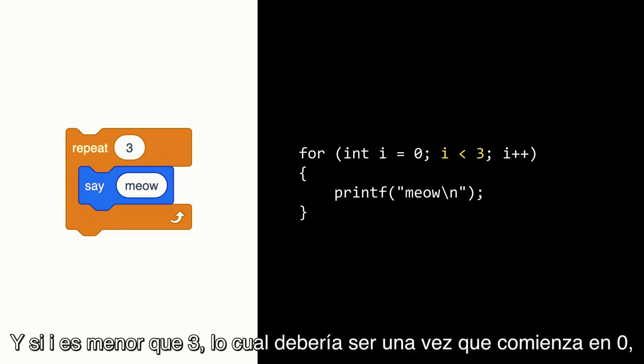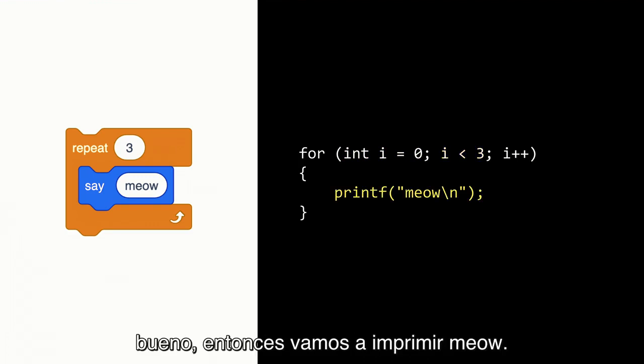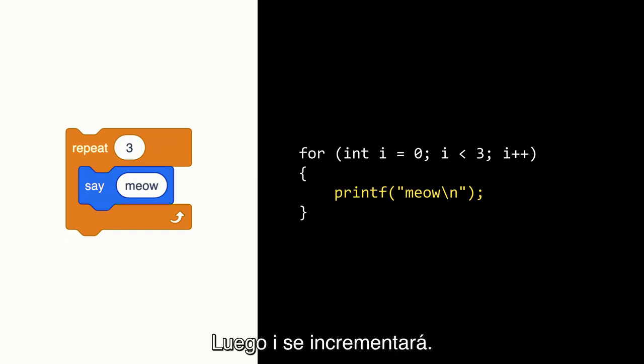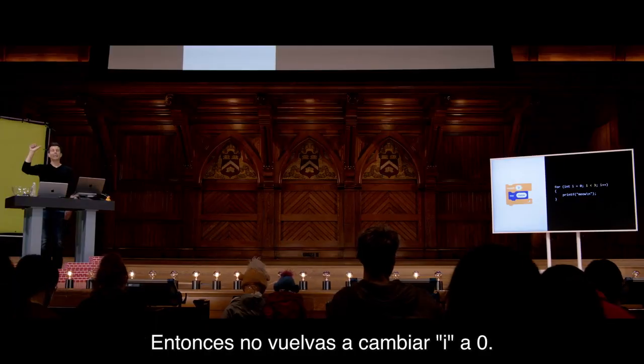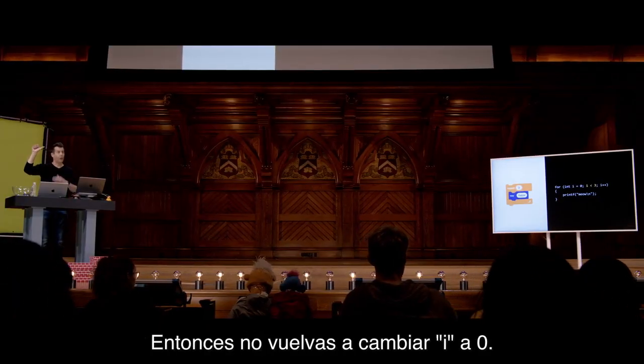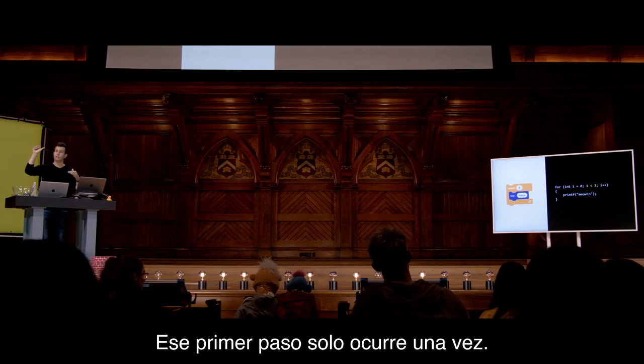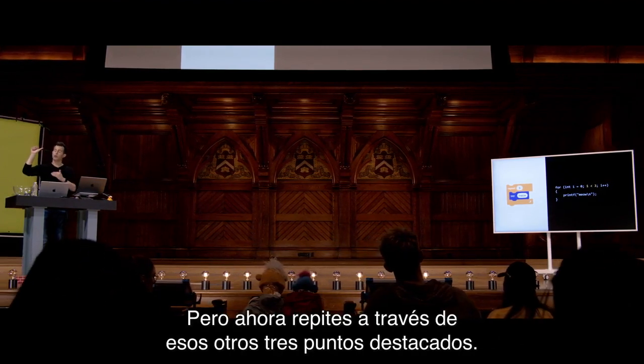And if i is less than 3, which it should be once it starts at 0, well, then we're going to go ahead and print out meow. Then i is going to get incremented. So it starts at 0. It goes now to 1. At that point, the Boolean expression is checked again. So you don't keep changing i back to 0. That first step happens only once. But now you repeat through those 3 other highlights.